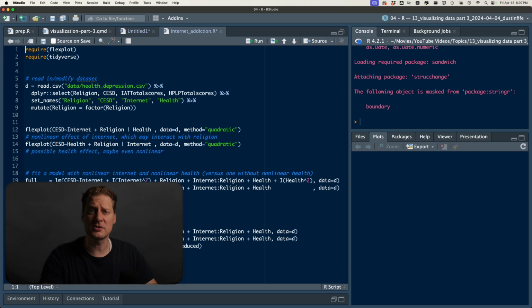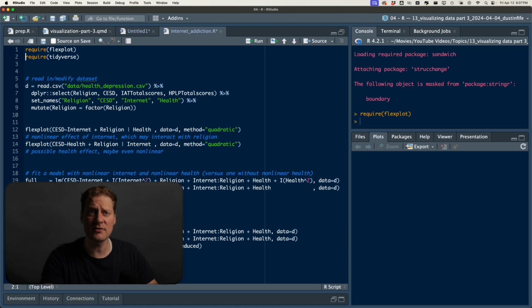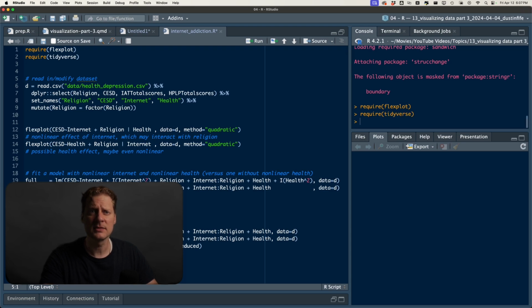Hello, welcome to my R screen. So, let's get started. We're gonna start by requiring FlexPlot because we're gonna visualize some things, and we're gonna require Tidyverse because we're gonna tidy some things. And so this right here is just reading in the data set. This is actually a real data set from a real study that was done. This is one of the rare occurrences where I actually use real data.